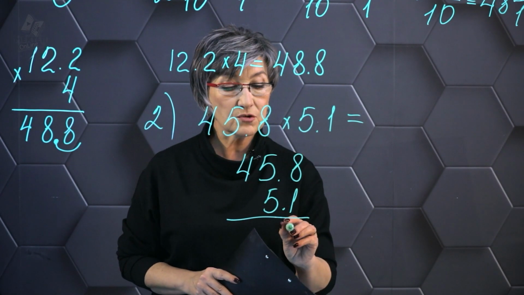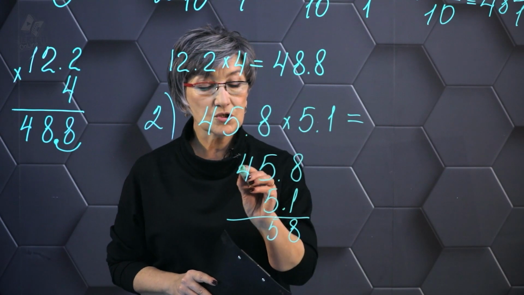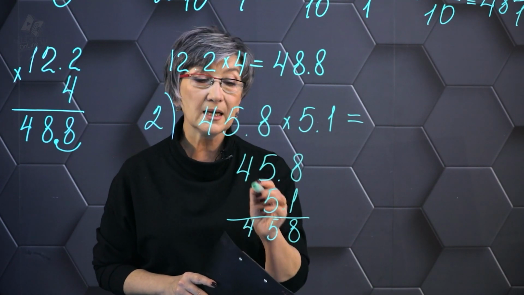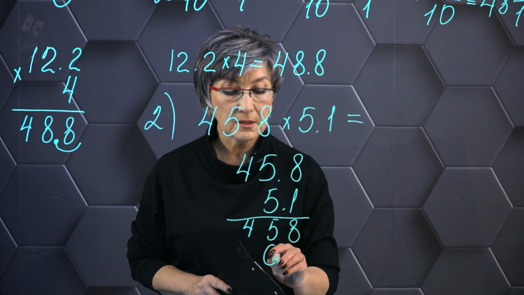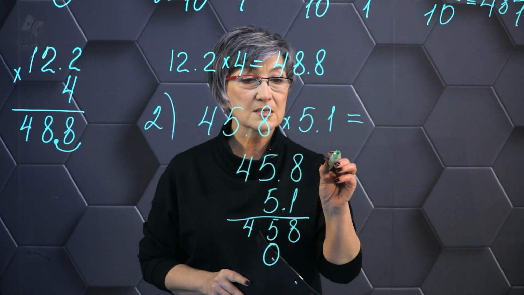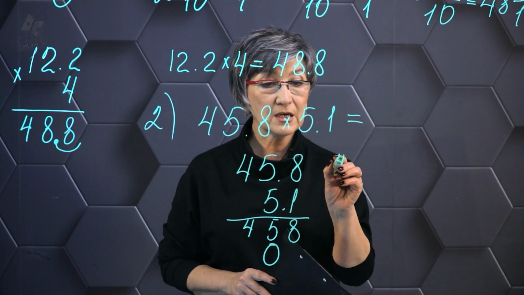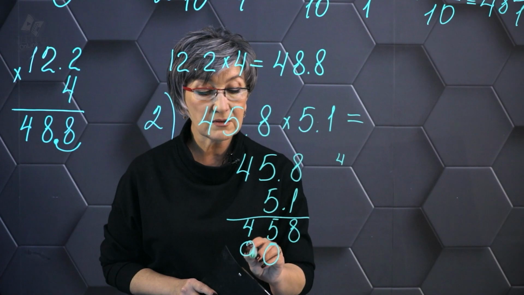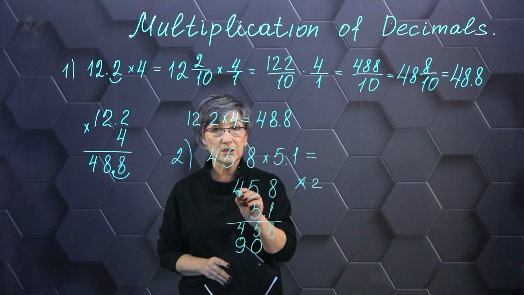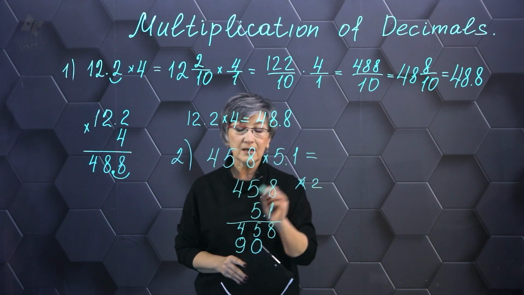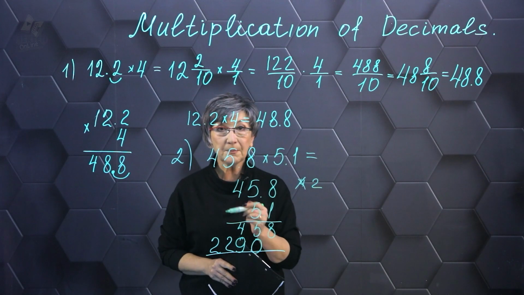1 times 8 is 8. 1 times 5 is 5. 1 times 4 is 4. Next, I multiply by 5. 5 times 8 is 40. Zero is written, 4 is memorized. 5 times 5 is 25. And the 4 we memorized is 29. Now I need to memorize 2. 5 times 4 is 20. And 2 I've memorized. And the result is 22. And now by rule I have to add.